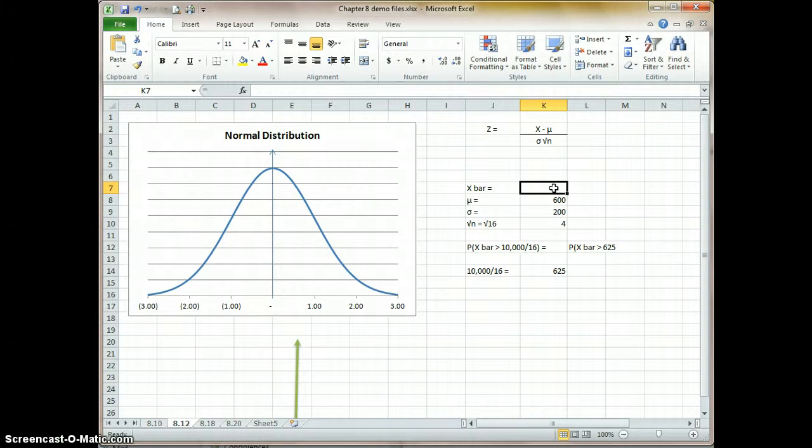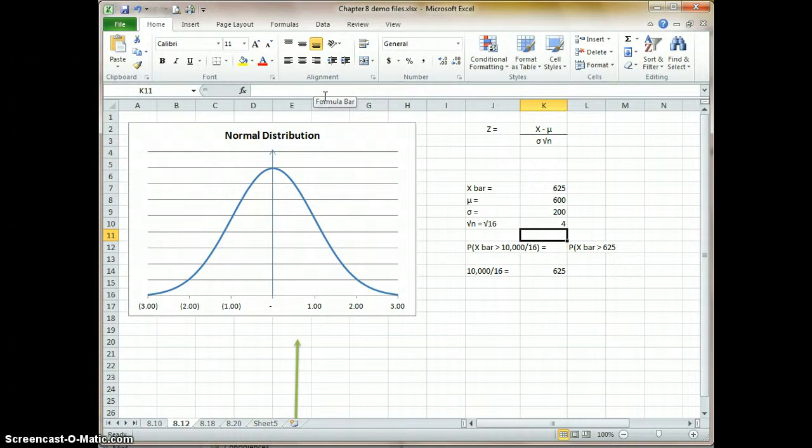And again, right here I've got the numbers laid out. So the sample mean, the x bar, is 625. The population mean of 600. The standard deviation of 200. And again, the 16 hours a day is the n. And we're going to take the square root of that. And we see that right here. The square root of 16 is 4, which you probably didn't need the function to do that. But again, just to be clear as to how we got that.